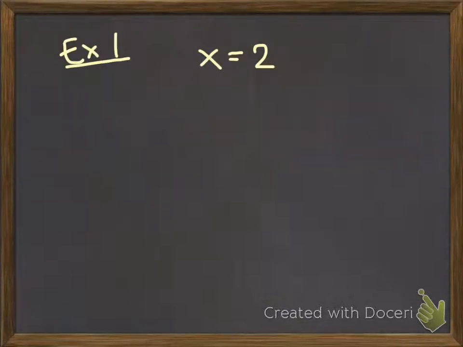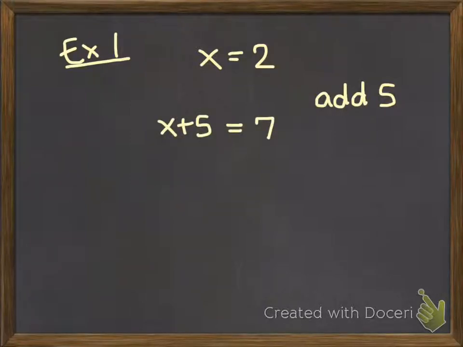Okay, example 1, this is our gift, x equals 2. So we're going to wrap it up so that you can't see it anymore. We're going to do a couple of different things. I'll say we're going to add 5. So if I add 5 to both sides, I have x plus 5. And on the right side, I have 7. So I added 5 here, and I added 5 here. So now it looks like x plus 5 equals 7.